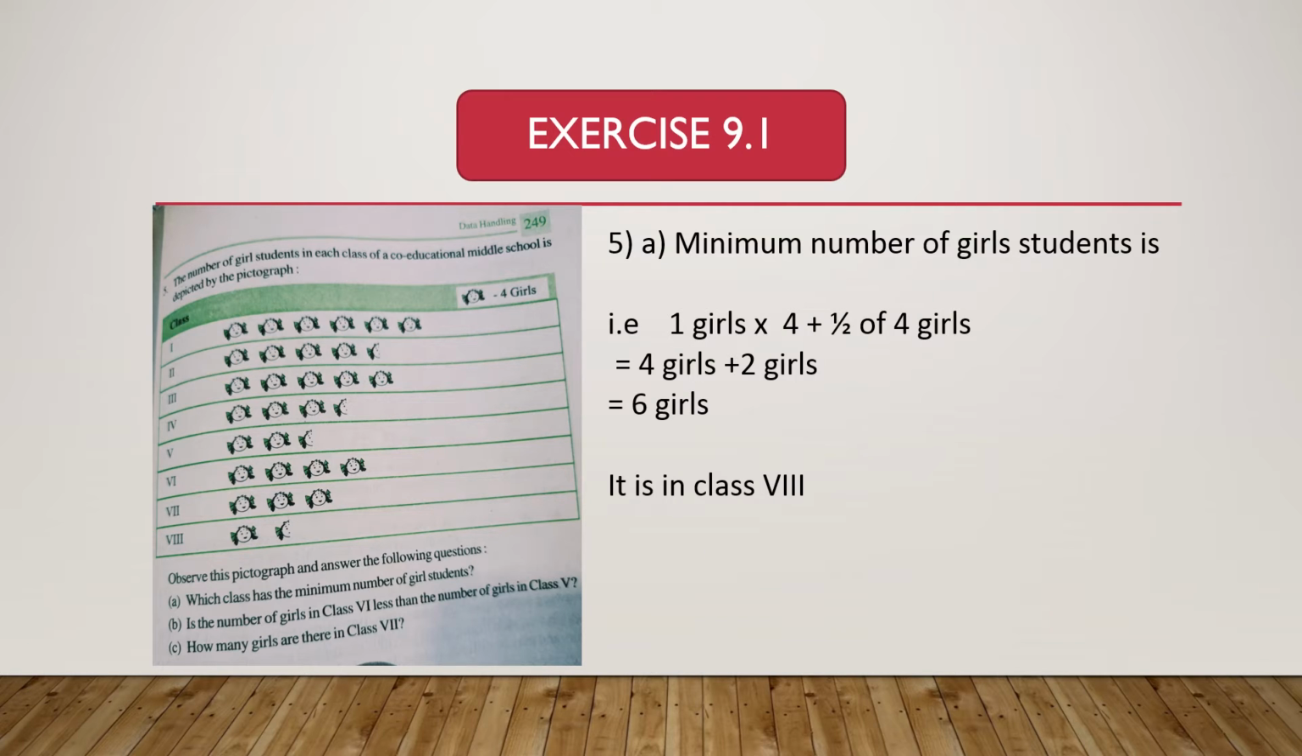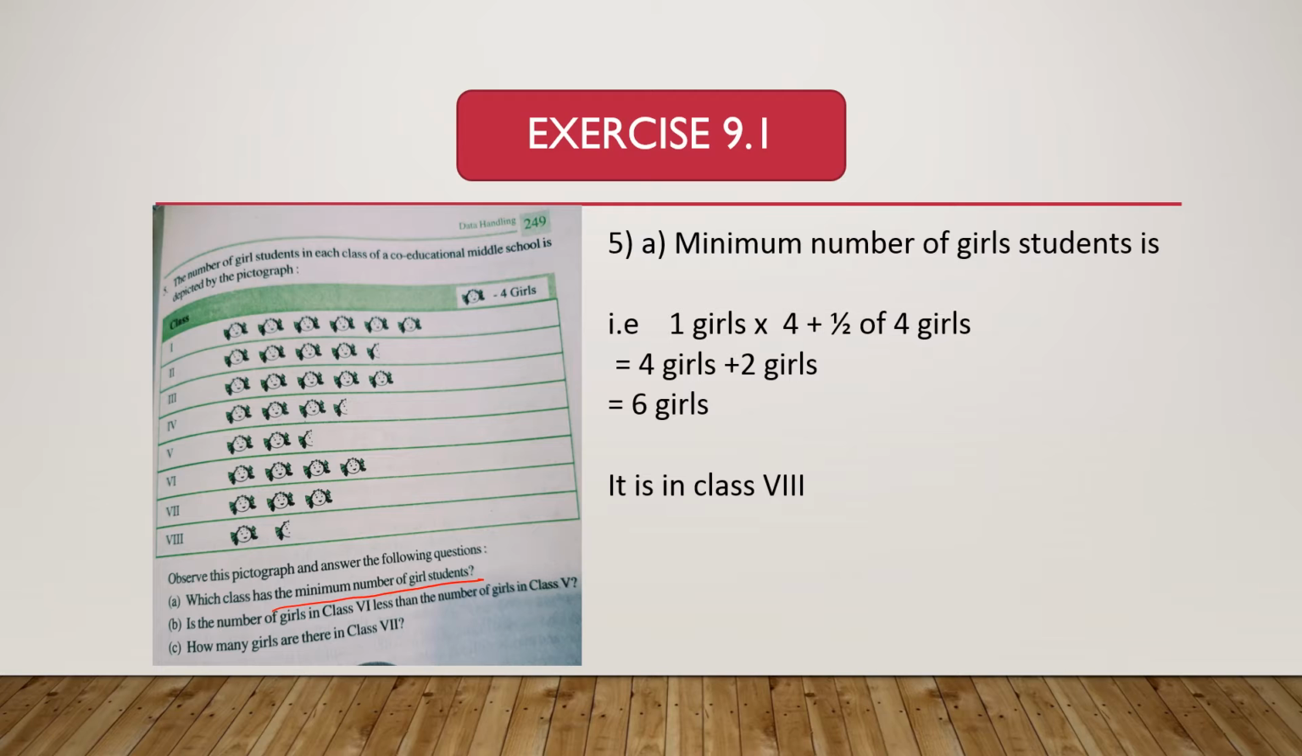Now we solve the questions. The questions are: observe the pictograph and answer the following questions. Part A: which class has the minimum number of girl students? Looking at this pictograph, we see that the minimum number of girl students is in class 8.